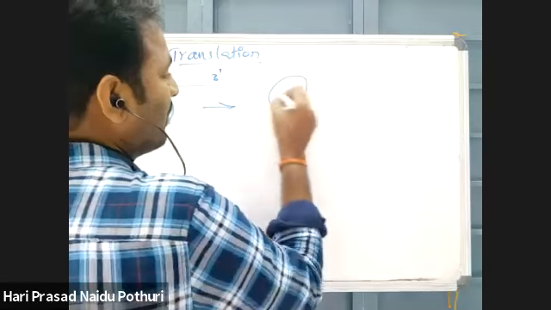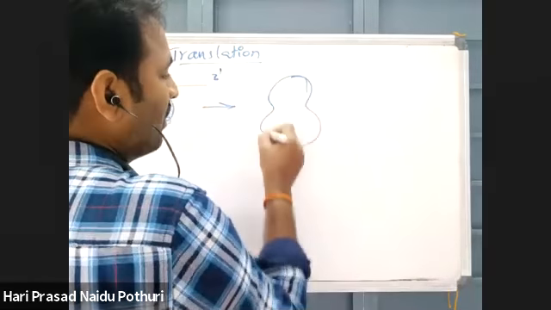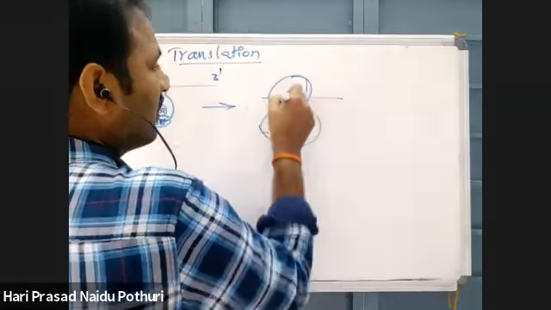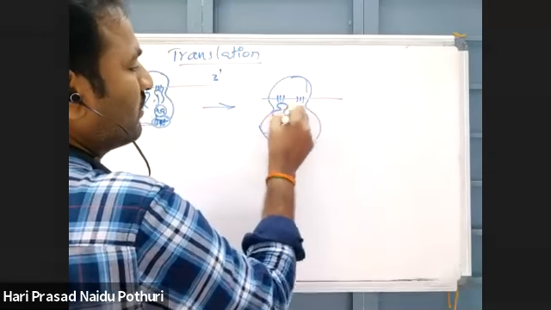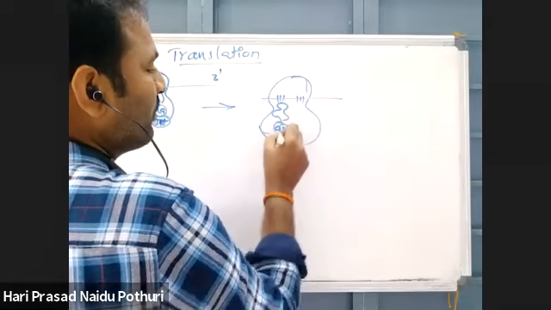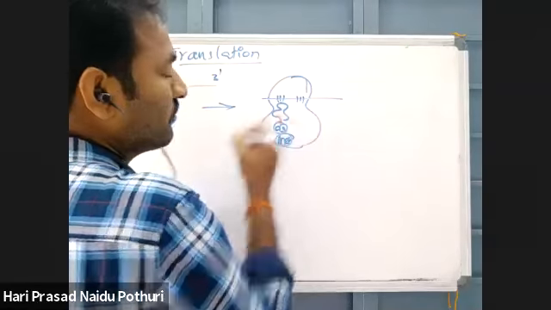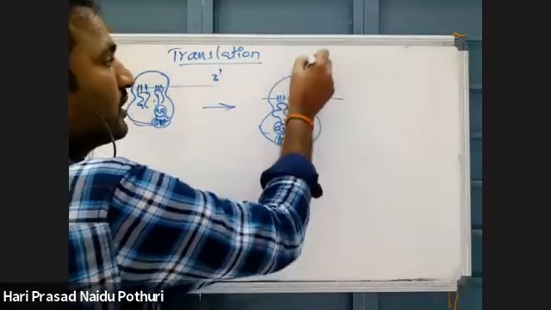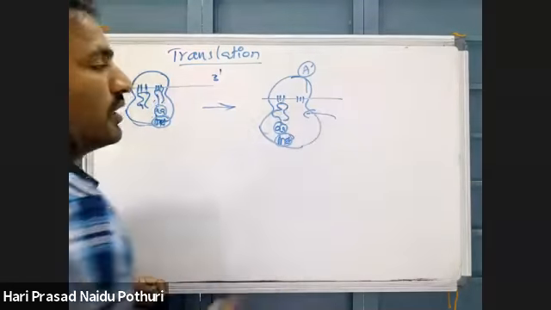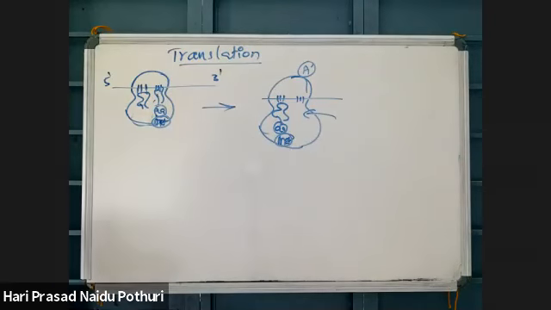In the third step, what happens in ribosomes? The tRNA with amino acid present in the A site will be shifted to the P site. Now the A site is again free, so that A site will be filled with one more tRNA. Like that, the process of elongation with three reactions is repeated many times.